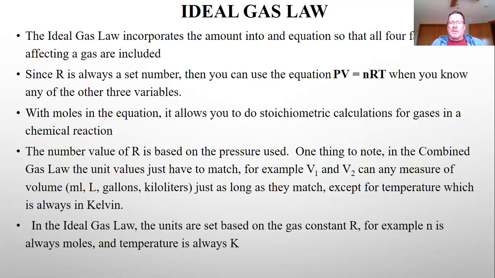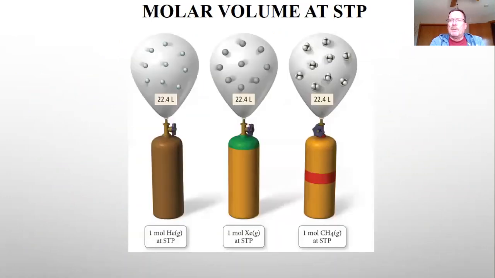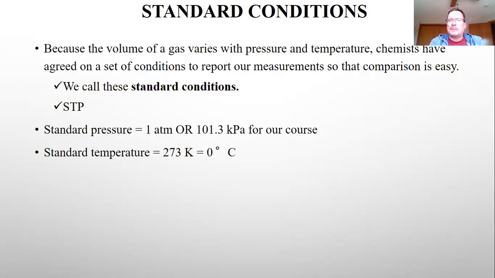Now, temperature is always in Kelvin. N is always moles. You're going to see in a minute when I go to the next slide, volume is always liters. Okay. And then pressure is either atmospheres or kilopascals, and that will determine which number for R you use. Okay. So here we go. Let me move my, oops, I went one too far. I want to do a little review.